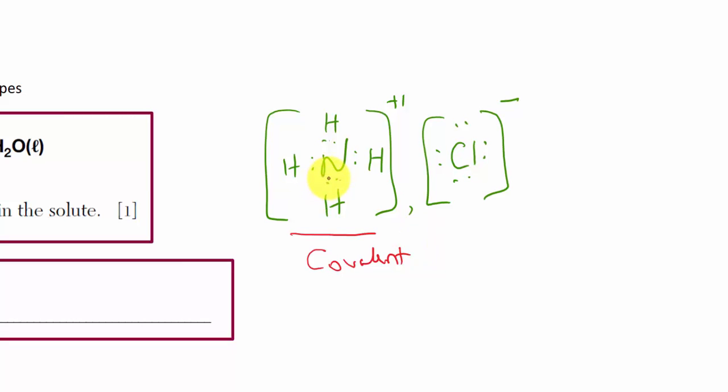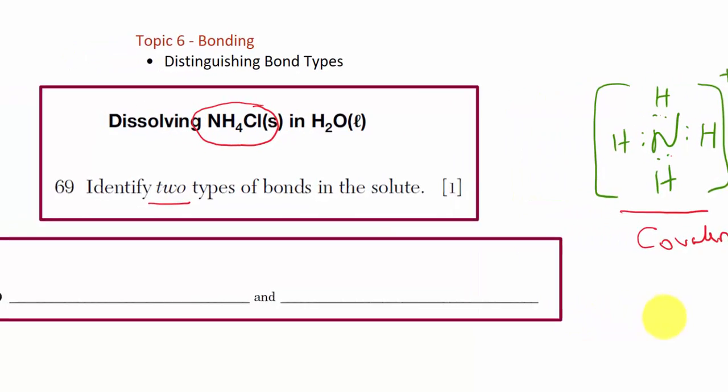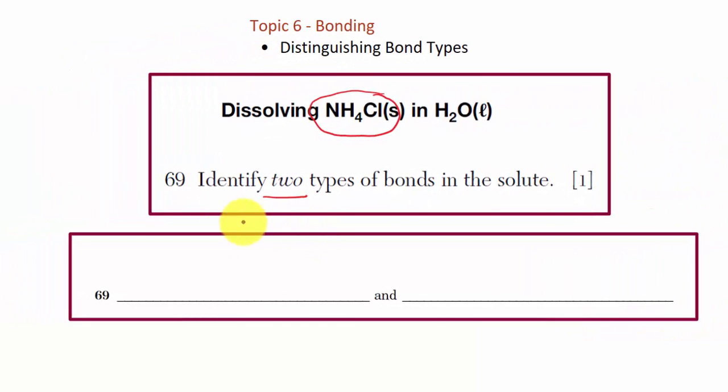within the polyatomic ion. But that ion is held together with the chloride ion because they have opposite charge. So there's a static electric charge difference here that holds the ammonium to the chlorine, and that type of bond is called an ionic bond. So the 2 types of bonds present in the solute are covalent and ionic.